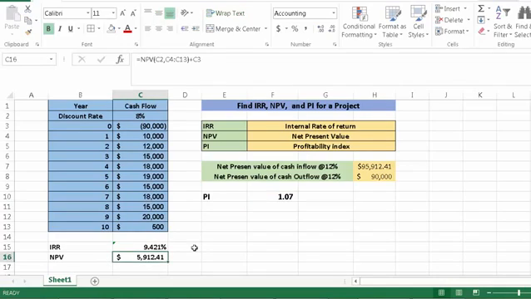The NPV of the project in this case is positive, but not in all cases is the NPV of the project positive.